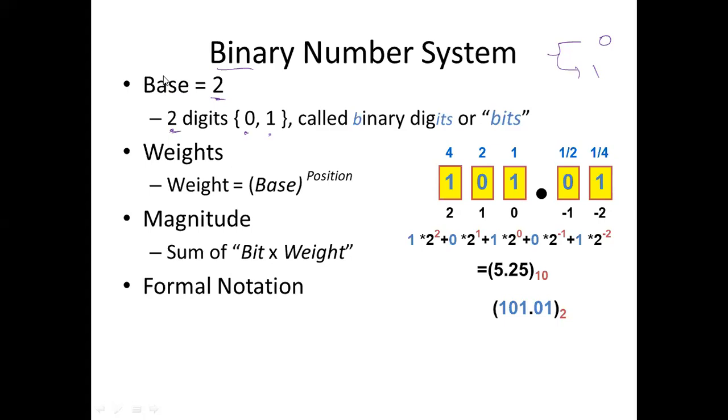Okay, so we were talking about the binary number system, and we have two digits, 0 and 1. These are called binary digits or bits. Remember this, bits.